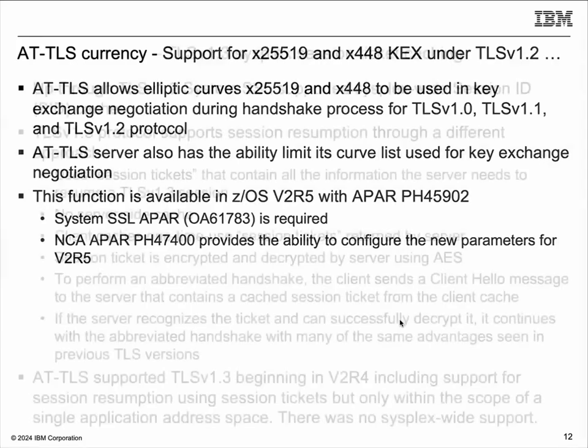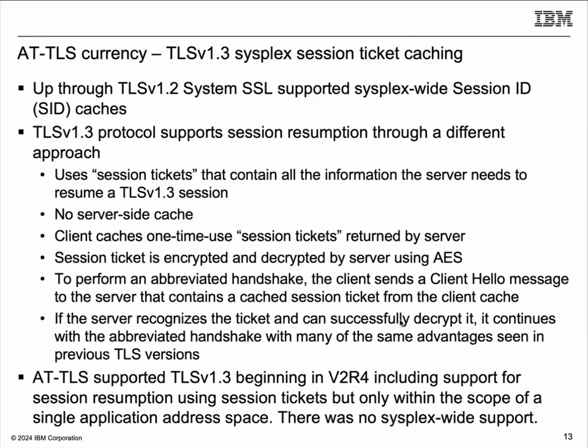Now, something else that System SSL did in 3.1 was handling Sysplex session ticket caching for TLS version 1.3 on a Sysplex-wide basis. So TLS version 1.3 supports session resumption in a different way than we did with TLS 1.2. We use these session tickets that contain all the information the server needs to resume a TLS version 1.3 session. The client caches a one-time session ticket returned by the server, and then that can be used to perform an abbreviated handshake when you reconnect to the server. So this can have performance advantages. It's a nice thing to do.